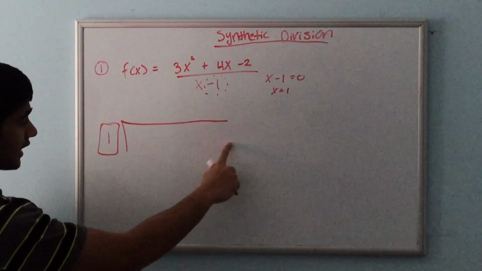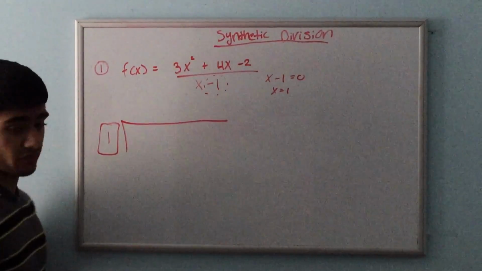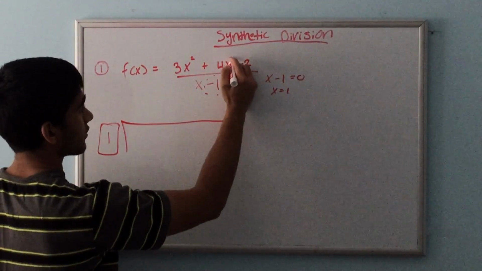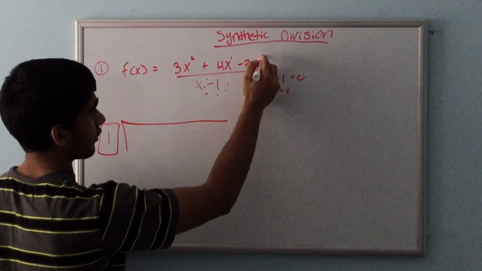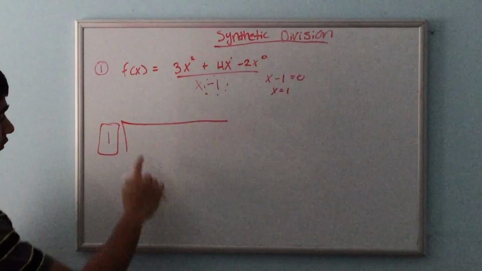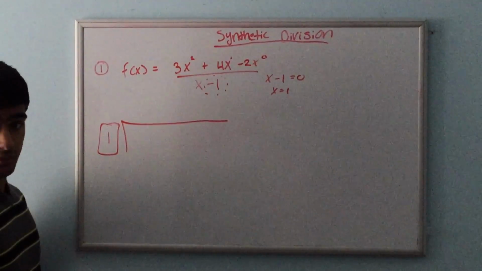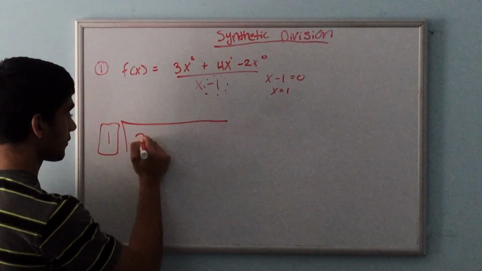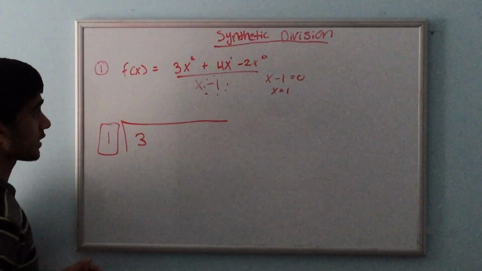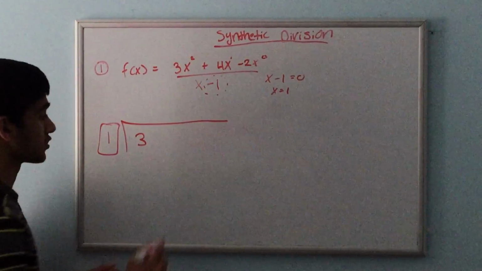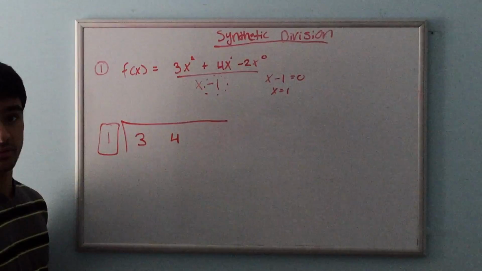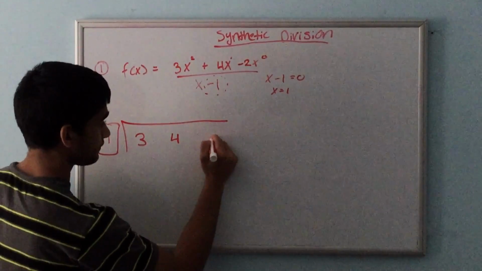What goes inside these are the coefficients of the different powers. Remember, this is x squared, this is x to the first, and this is x to the 0th power. So over here, we have to go in order, remember. So over here would be the coefficient of the x squared, which would be 3. The next space would be the coefficient of the x to the first, which is 4. And the last one would be the coefficient of x to the 0, which is negative 2.